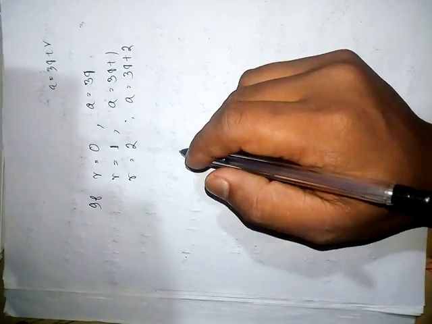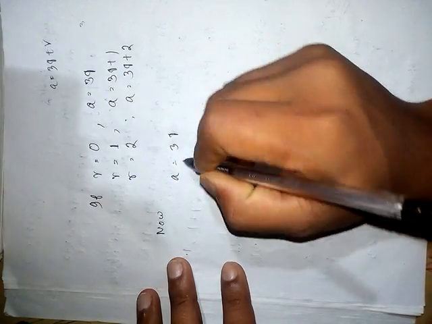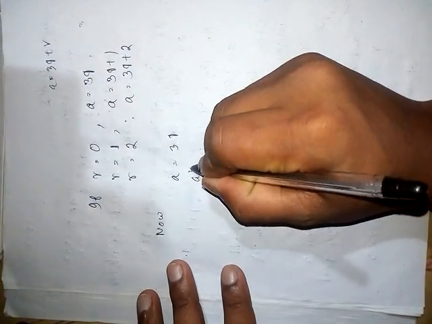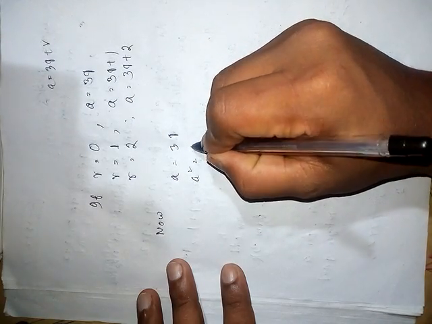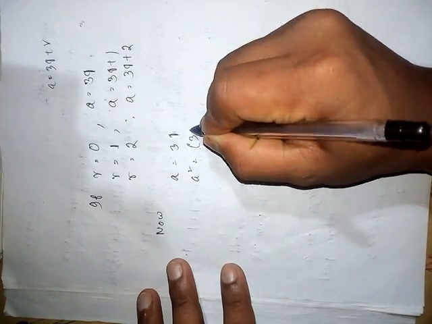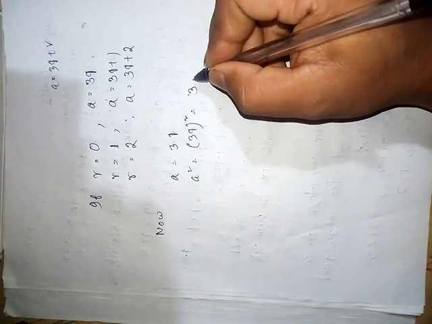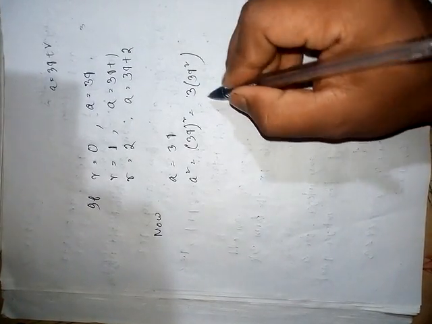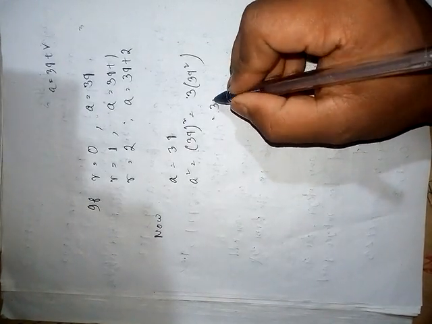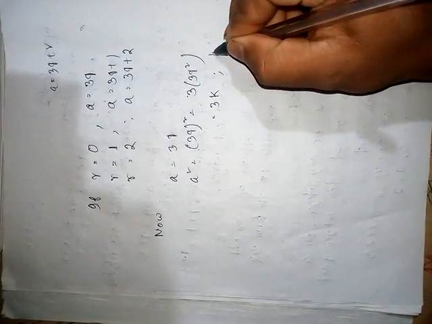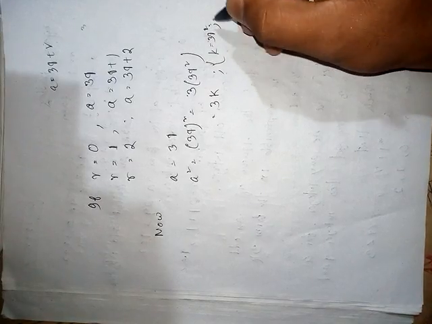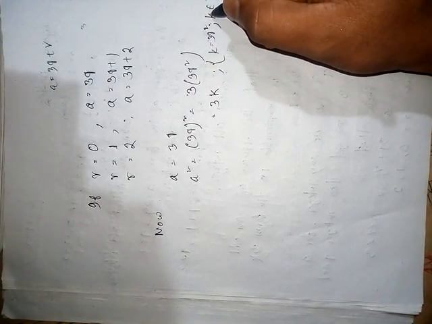Now if a equals 3q, squaring both sides, a square equals 9q square, which equals 3 into 3q square. So we can write it as 3k, where k equals 3q square, and k belongs to Z.